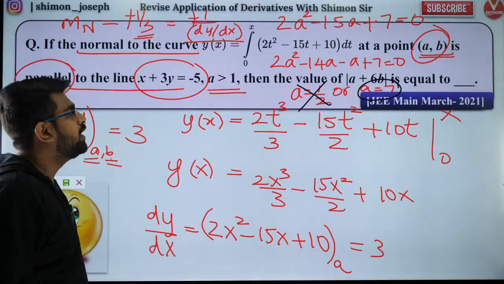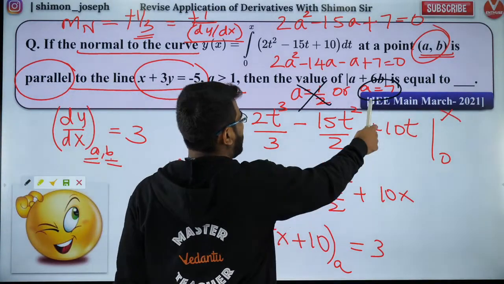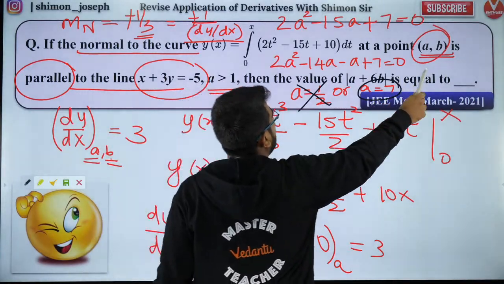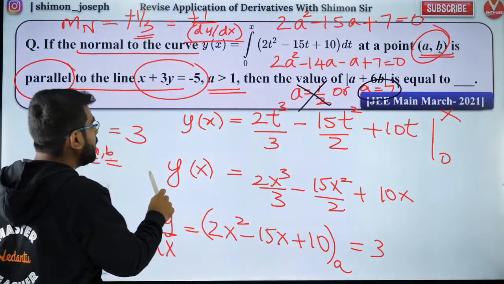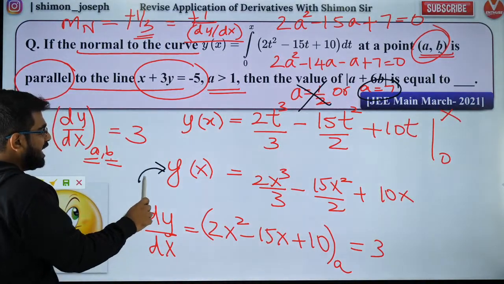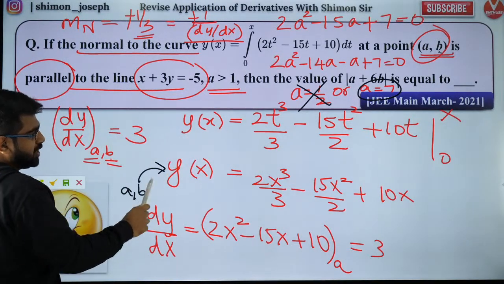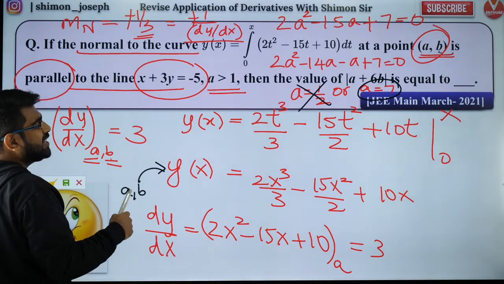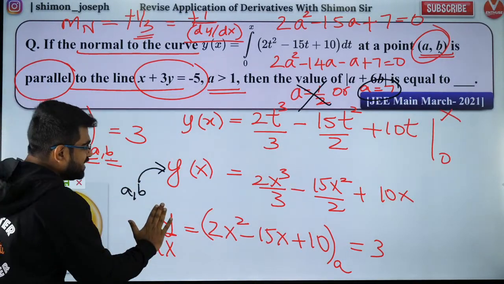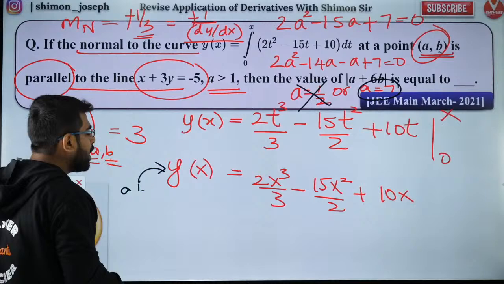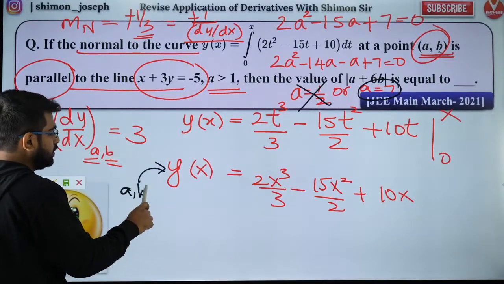Got it? Now people, after you got a is equal to 7, you need to find out b, right? So how do you do that? We know that a comma b lies on this curve. So I can do that and get the value of b. So let me write it down. Please listen carefully. a comma b will satisfy this curve, right?